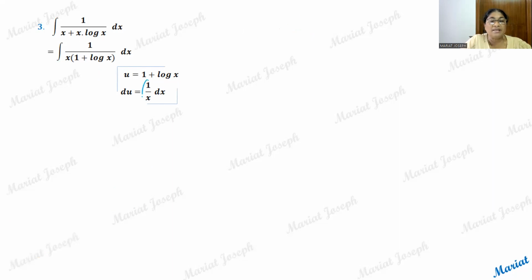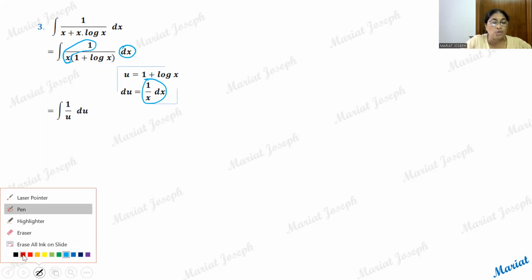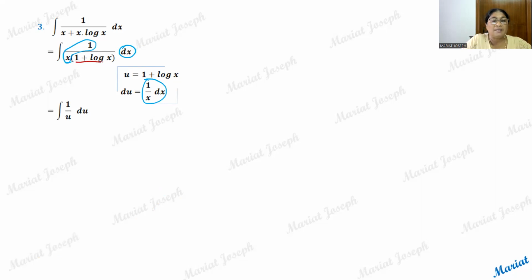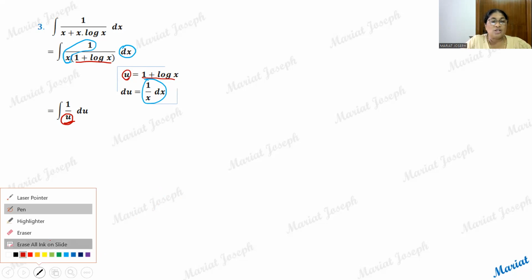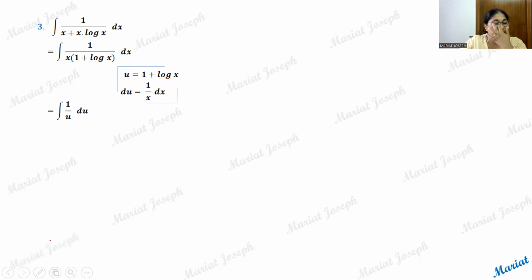So this 1 by x dx is replaced as du. For this 1 by x and dx together, it's du. So the step becomes 1 upon u. What was u? 1 plus log x was u. Look, this was 1 plus log x. This was u. So ultimately, the function is now looking 1 upon u du.